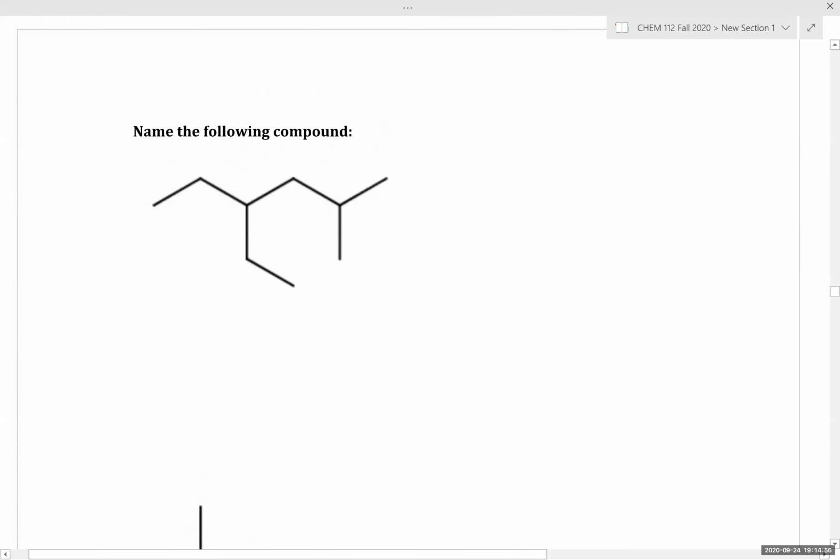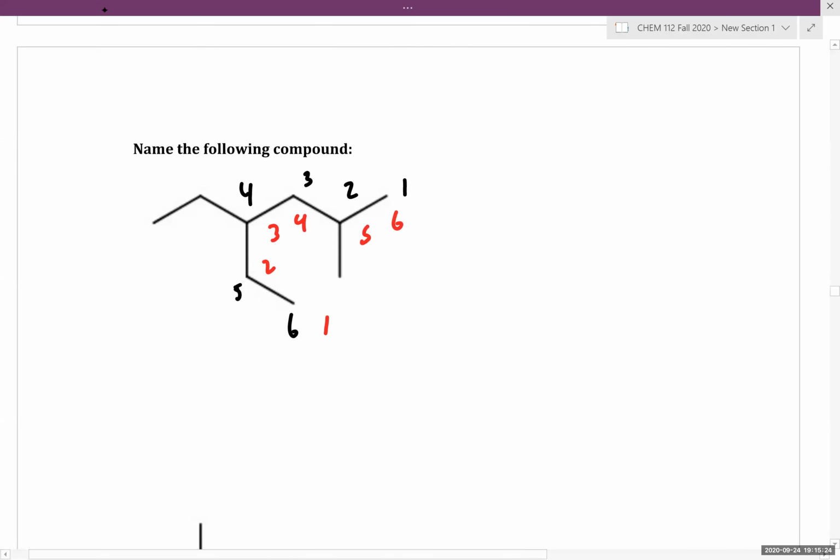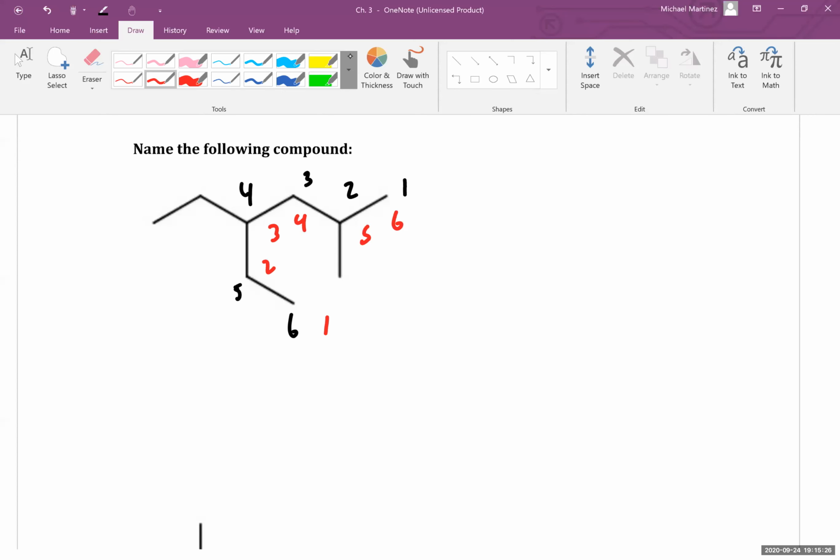So let's try to name the following compound. And although it doesn't look like these examples are different, these examples are an order of magnitude harder because they require you to know the naming rules with a greater level of precision. Okay, so I'm going to start with my first proposed naming method. I'm going to number using the dark ink, and then number in red ink. Okay, and now I'm going to look at my locant numbers.